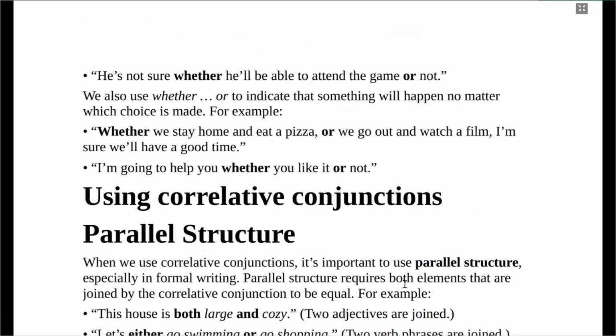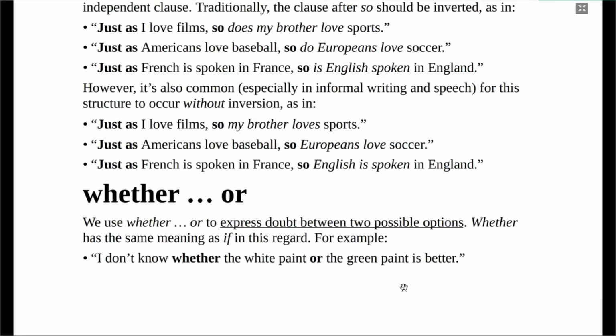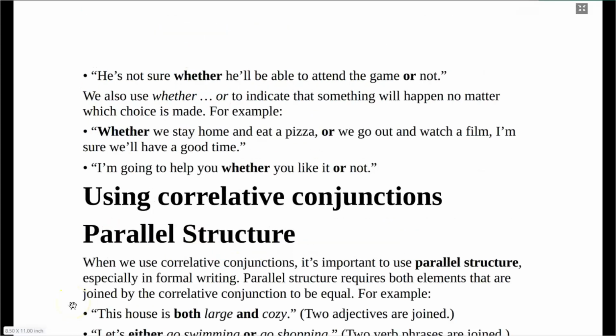The next one is whether or. We use whether or to express doubts between two possible options. For example, I don't know whether the white paint or the green paint is better. They say whether has a similar meaning as if in this regard. I don't know if the white paint or the green paint is better. He is not sure whether he will be able to attend the game or not.